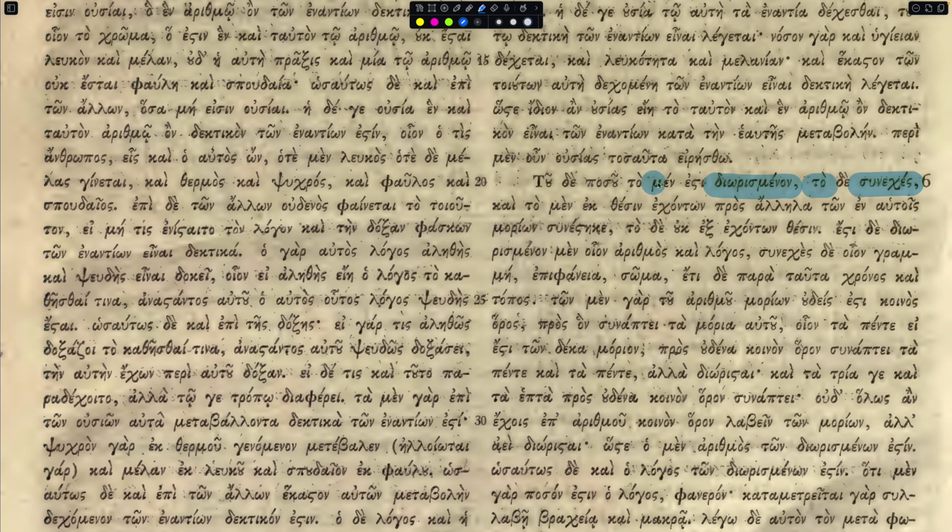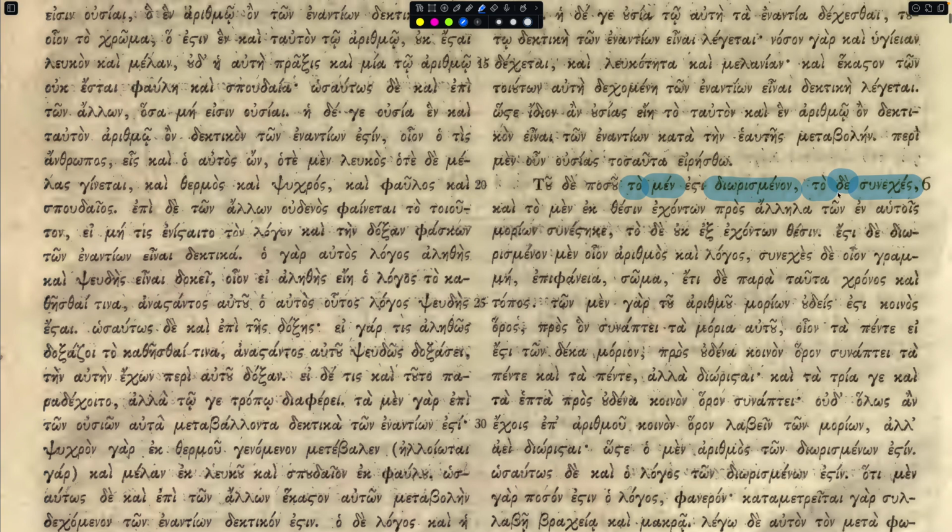And if you're wondering what these little words here do that I often skip translating, they convey ideas or force and things like that. So you can see here to diorismenon, to synekes, and then they've got men there. So it's like comparing two ideas. So on the one hand, there is discrete, and on the other hand, there is continuous.